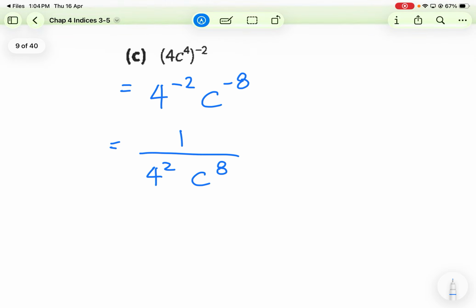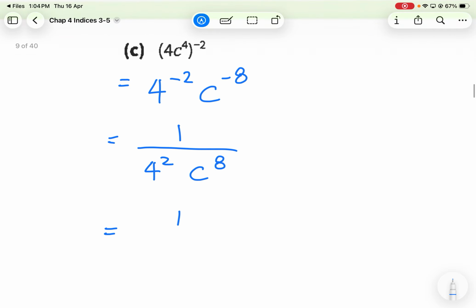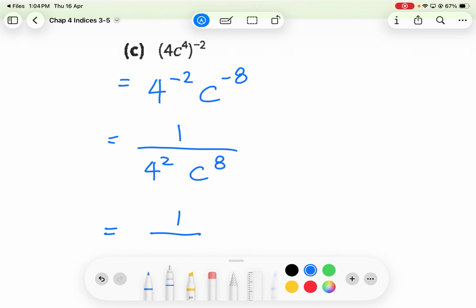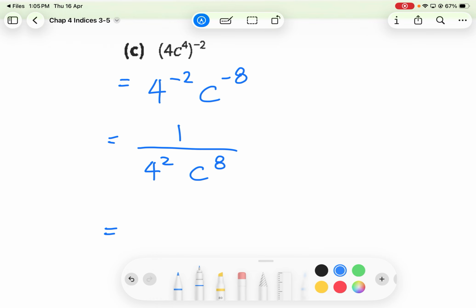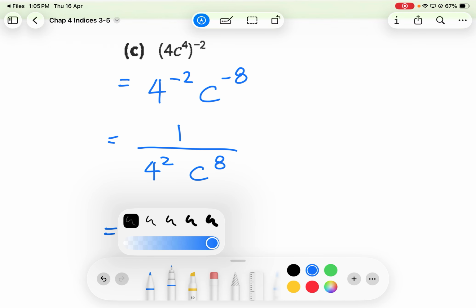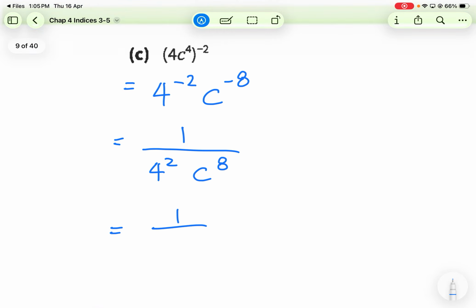Okay? Then after that, I can leave it like that, which they say is in the index form. Or I can also simplify it a bit, to become 16 C to the power 8.